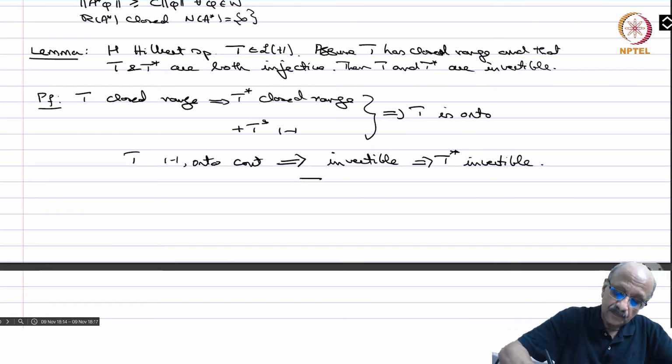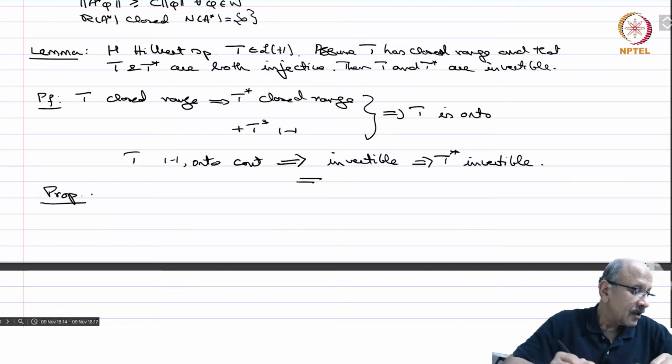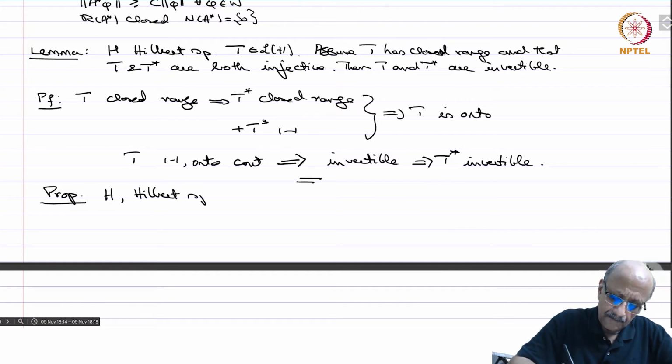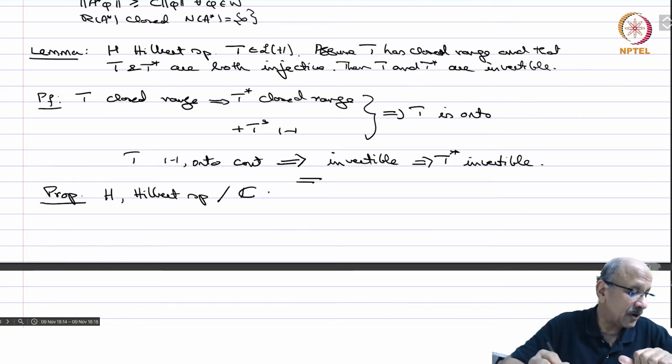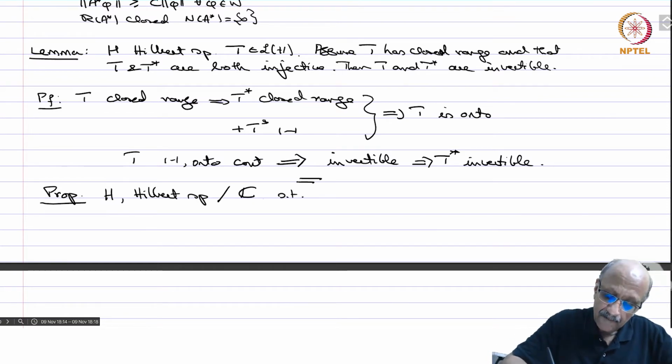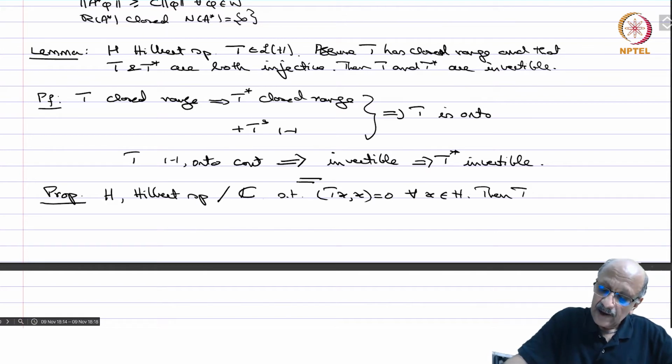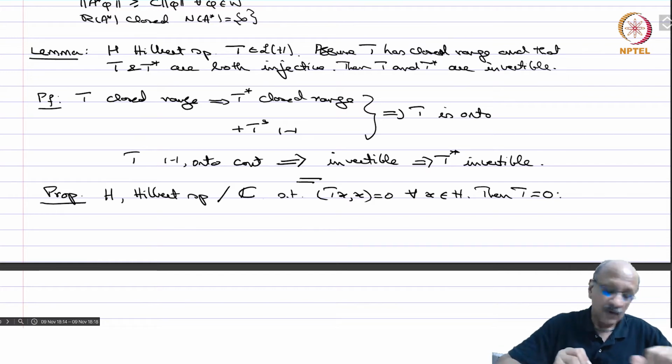Okay, proposition. So H Hilbert space over C, okay, and this is important, such that <Tx,x> equal to 0 for all x in H, then T is equal to 0. So okay, so we have, so proof.